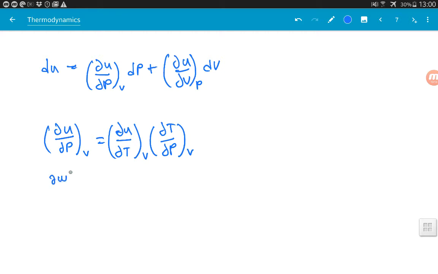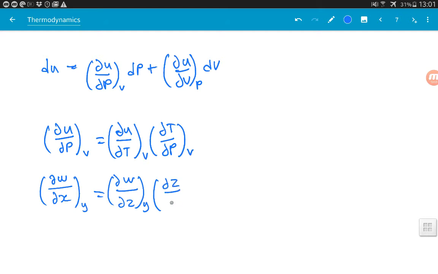If I were to make dU become dW, so the dP become dX, and then this one become Y. So this is the same with this. So this is W, T is a different one, so I should make use of Z, and this is the same Y, and then this T is Z, and dP is dX. This is Y. So we have another identity.